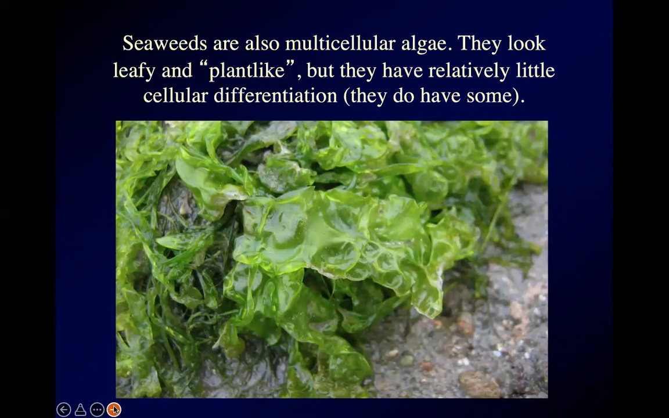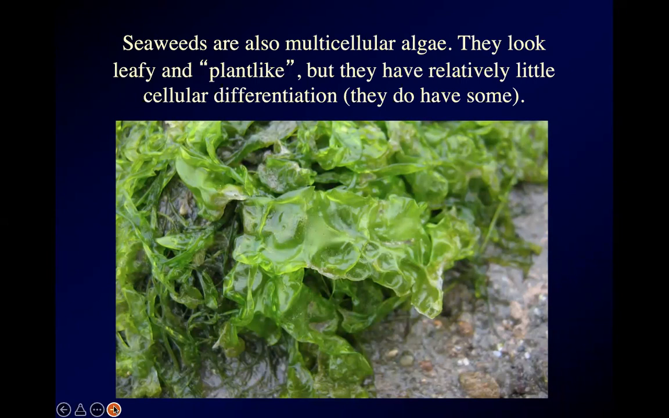I'm drawing a blank on what it's called, but it's a green seaweed growing on a rocky coastline, and it looks plant-like. It's technically not a true plant because it is multicellular, but it doesn't have much cellular differentiation. If you could look at a piece of this under the microscope, the cells would not look very different from each other. They do have some differentiation.